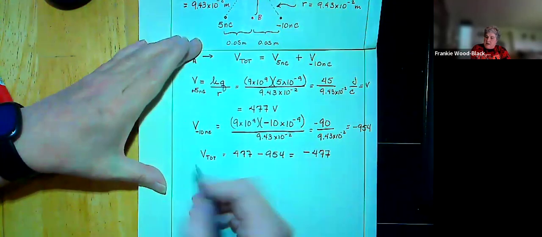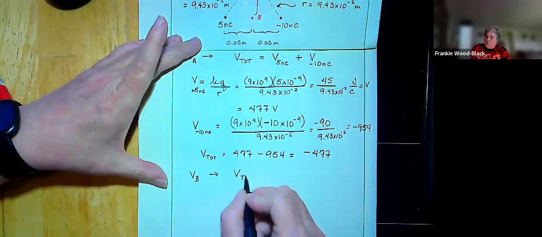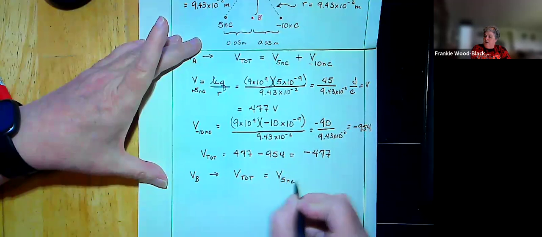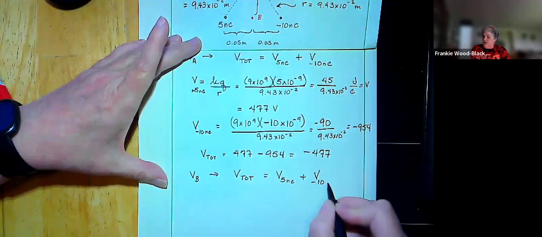I can do the same thing for my potential at B. It's still going to be my total. It's going to be the 5 nanocoulomb one plus my 10 nanocoulomb one.